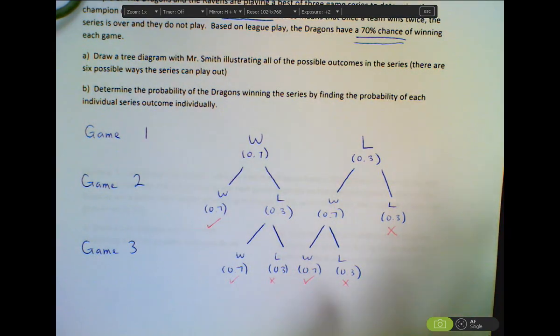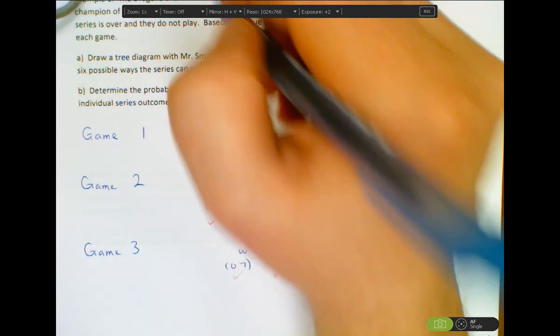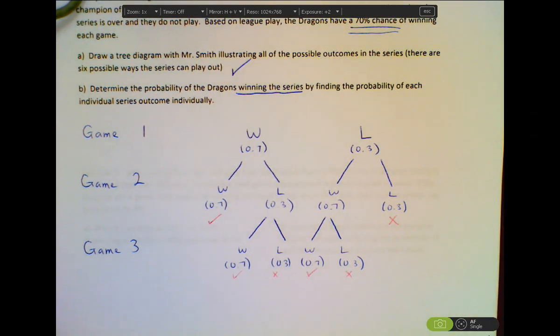This is all the possible outcomes, and they're not all equally likely. Let's look at the branches, because we've done part A and we're interested in figuring out the probability of them winning the series. So which of these ending branches represent a win?